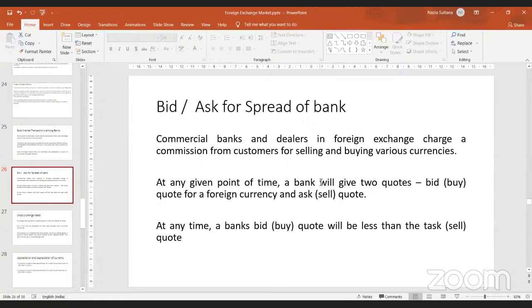So they also want to buy at the lowest rate. So they will give a quotation for buying. Similarly, they will give a quotation also for selling. This need not be at a prevailing rate, right? So that is also a part of it. Bid or ask for spread.